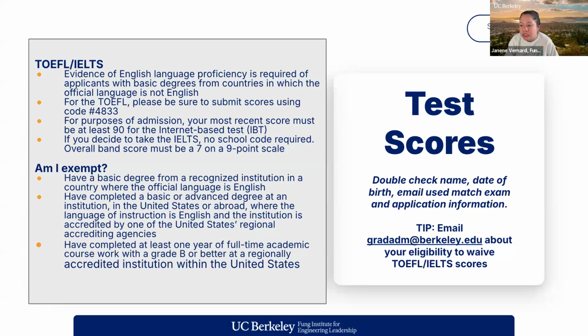And the final exemption is allowed for anybody who completed at least one year of full-time academic coursework with a grade of B or better at a regionally accredited institution within the United States. So if I received my degree in France, but then I received a master's in public health at a US university, then I am exempt as well.